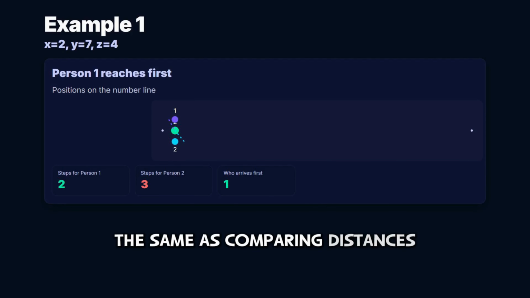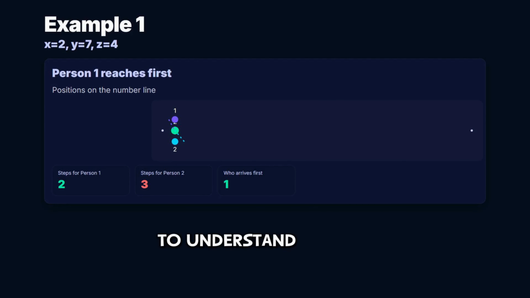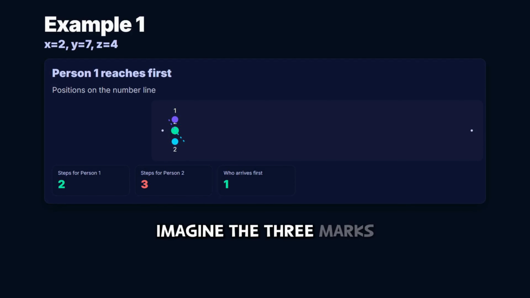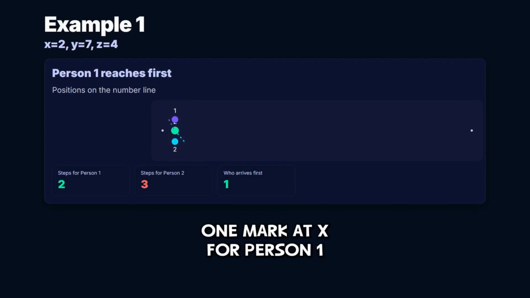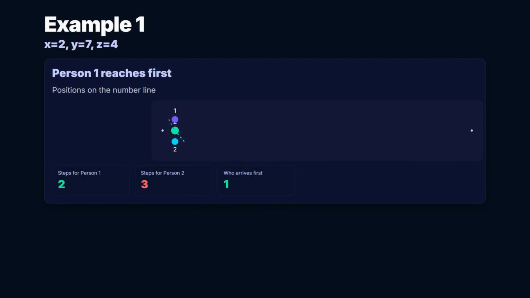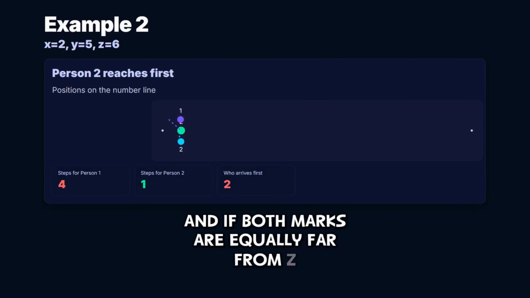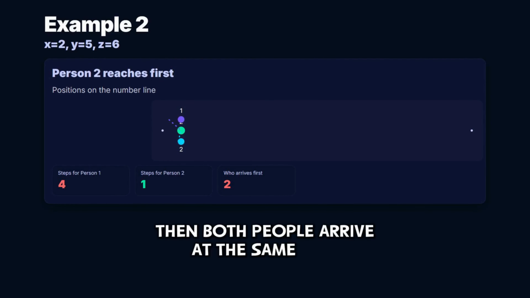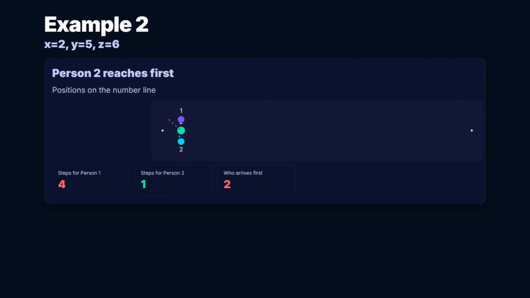To understand the idea, imagine the three marks on a number line. One mark at X for person 1, one mark at Y for person 2, and one mark at Z for the friend. The winner is simply the person whose starting mark is closer to Z, and if both marks are equally far from Z, then both people arrive at the same time, and the result is a tie.